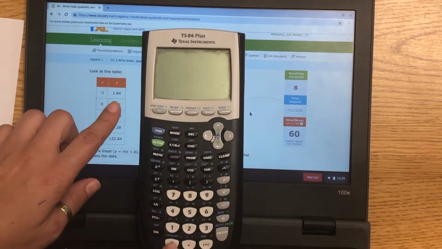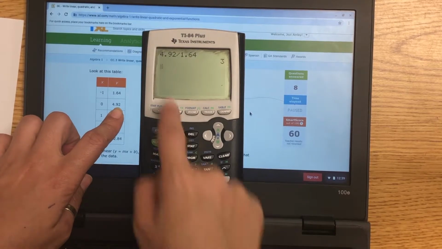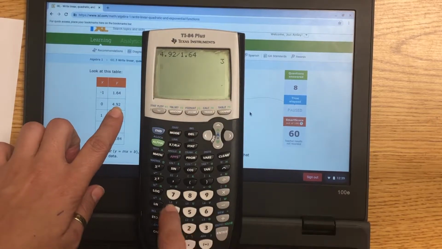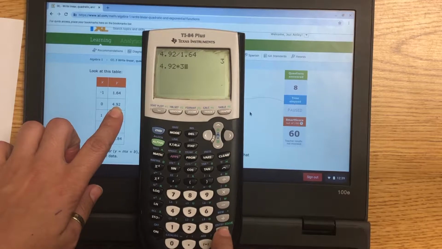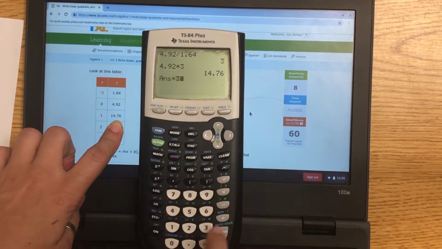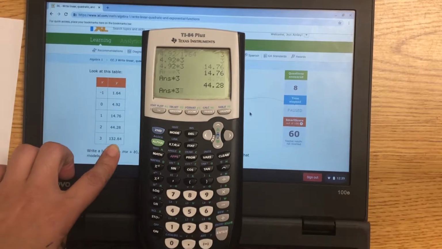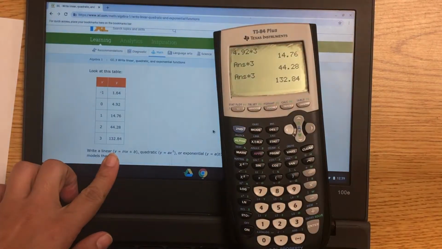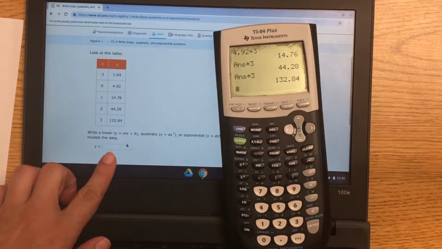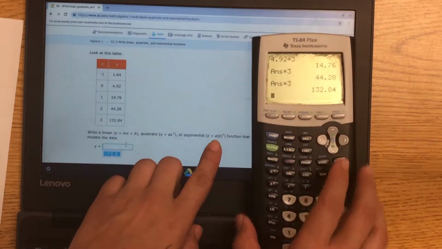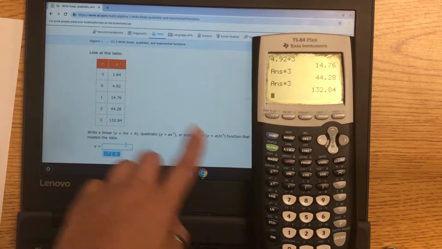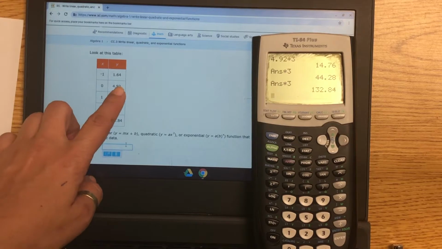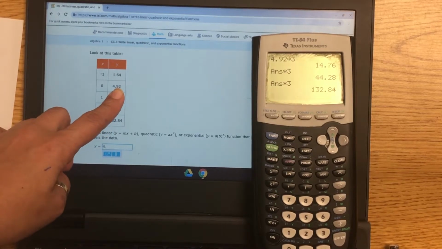All right, so again, second number divided by first is multiplying by 3. So if I do 4.92 times 3, do I get the next one? I do. Times 3, do I get the next one? Yes, times 3, I get the next one. So this is exponential. So it's going to be y equals, and then a, which is when x is equal to 0, the y-intercept. So when x is equal to 0, it's 4.92, so 4.92.